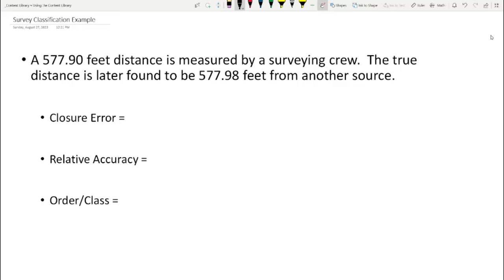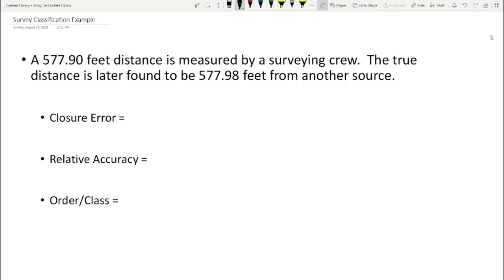My apologies. Okay. So we measure a distance that's 577.9 feet, but the actual true distance, or what it should have been, is 577.98 feet. And so we're going to look at a given set of questions. The first question I want to ask is, what is the closure error? So what do you think the closure error is for this survey?